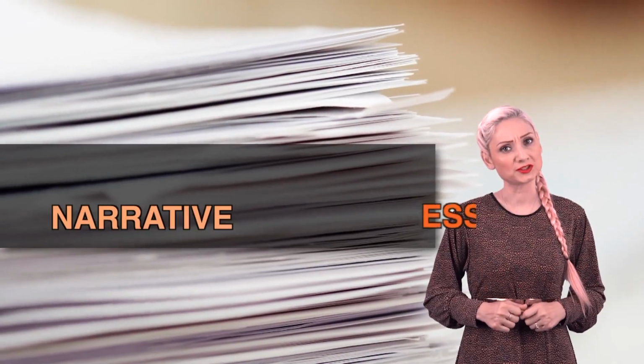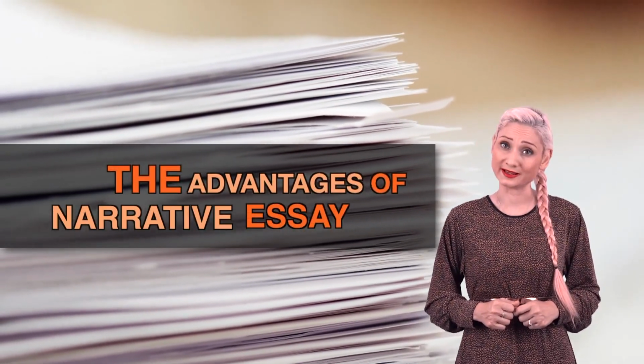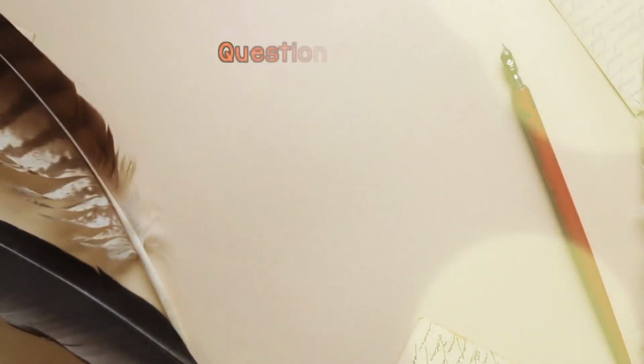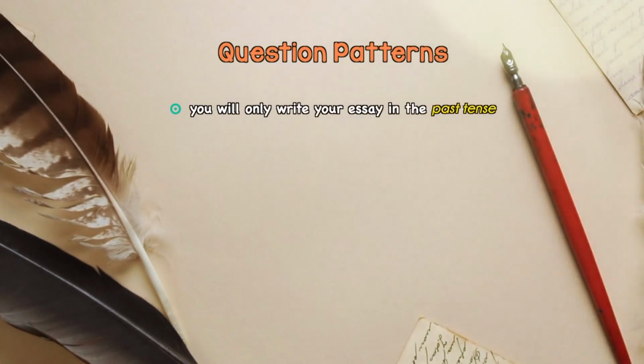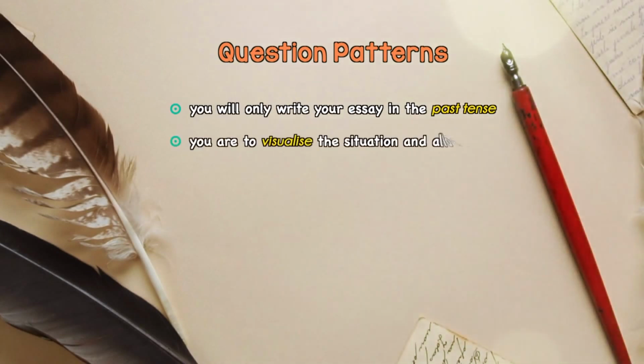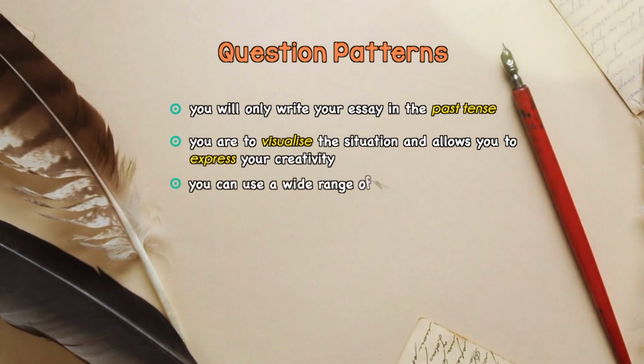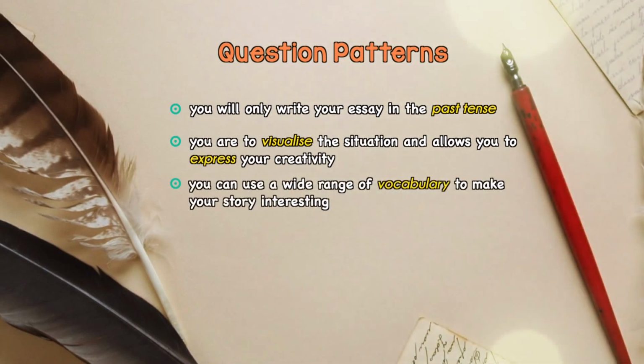So why do we choose narratives for continuous writing? Well, there are several advantages. First, you will only write your essay in the past tense. This will reduce confusion when choosing your tenses. Secondly, a narrative enables you to visualize the situation and allows you to express your creativity. Thirdly, you can use a wide range of vocabulary to make your story interesting.